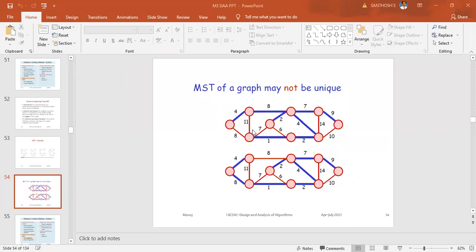How many vertices are there in this diagram? Take the first diagram and tell me how many vertices there are. 1, 2, 3, 4, 5, 6, 7, 8, 9.